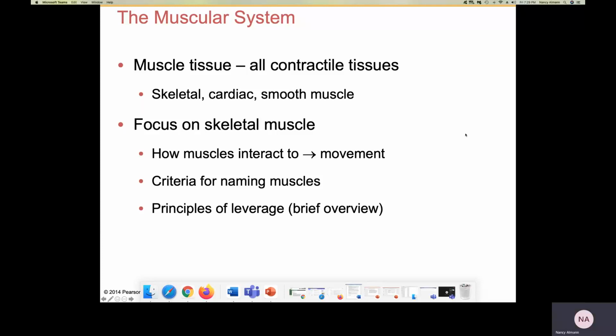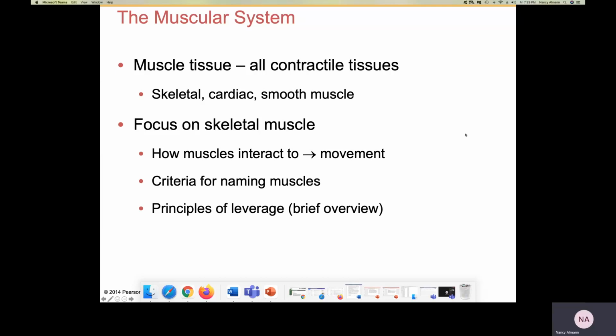As we discuss muscle tissue, I'm sure you'll all realize that all muscles are contractile tissues. That includes all three types that we have talked about. Again, when we're discussing the muscular system, we're going to focus on skeletal muscle and how those muscles are going to interact to create movement.